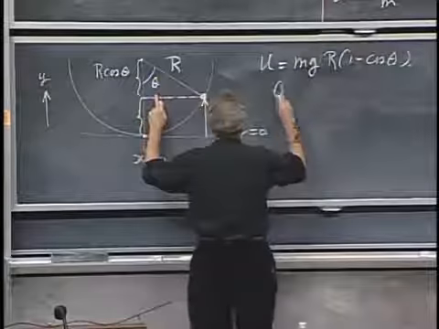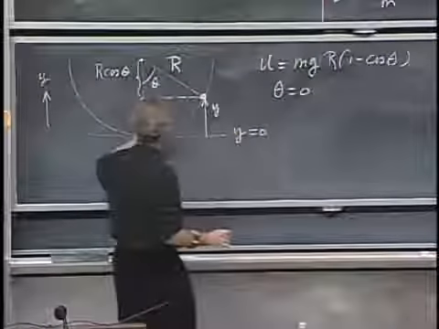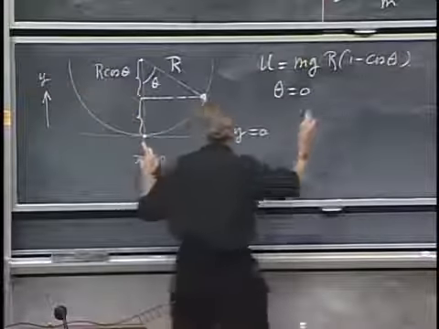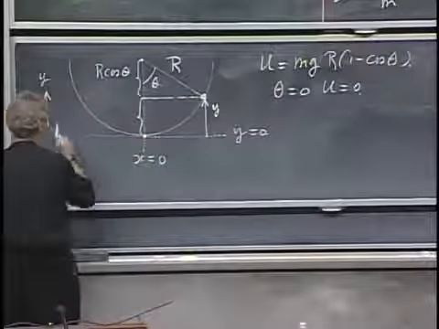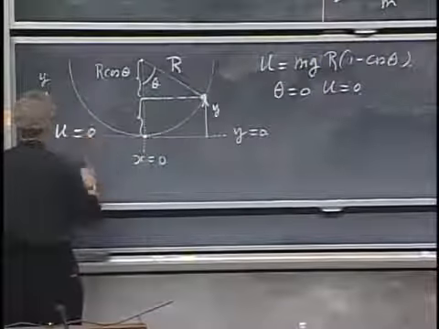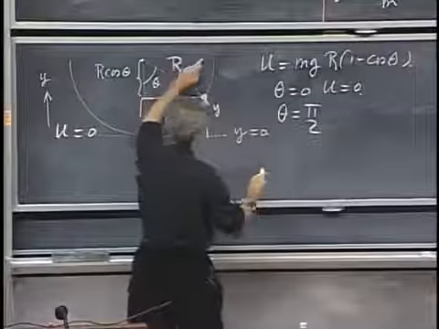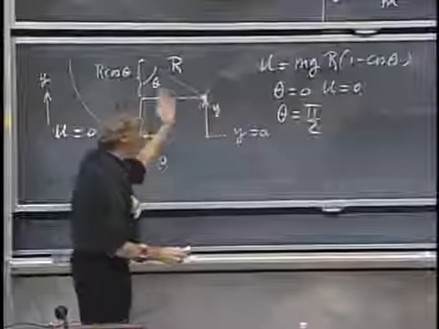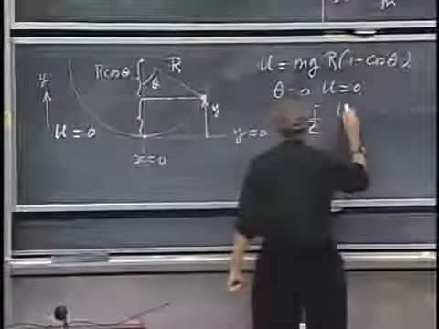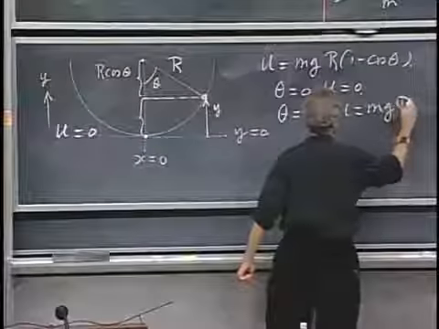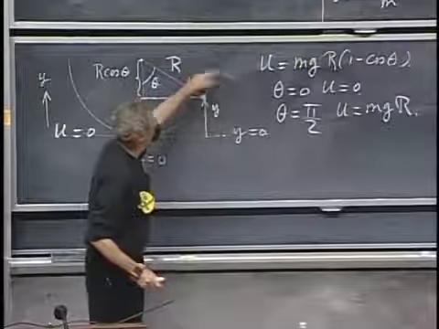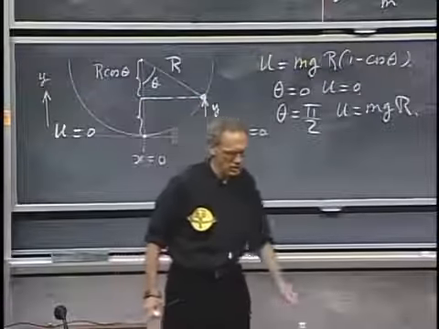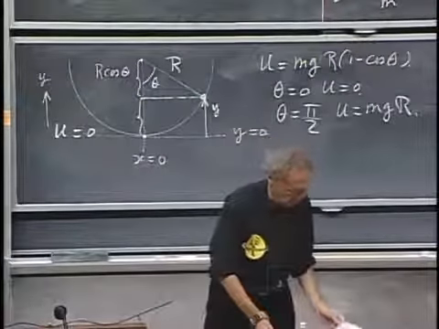Notice if theta equals 0, then the cosine theta equals 1, then you find U equals 0. That's, of course, how I have defined it. That's the way I defined my y equals 0. Notice that when theta equals pi over 2, if the object were here, you find that the potential energy U equals mgr. That's exactly right, because then the distance between here and the y equals 0 is r. So this is the potential energy as a function of angle theta.